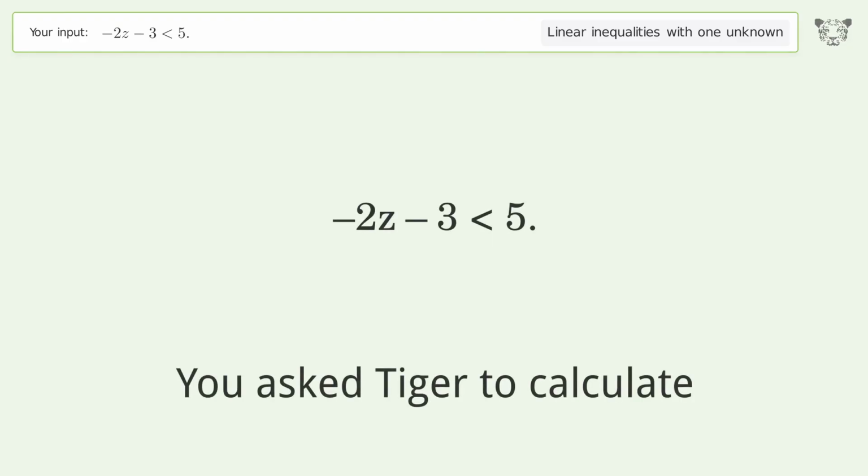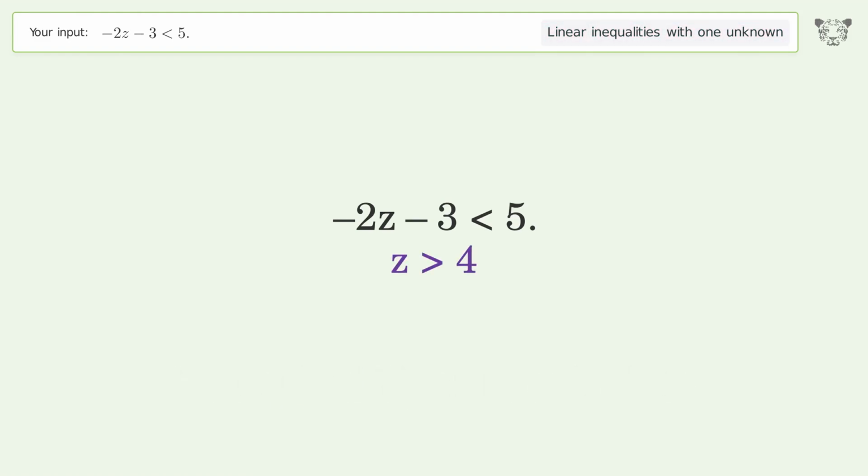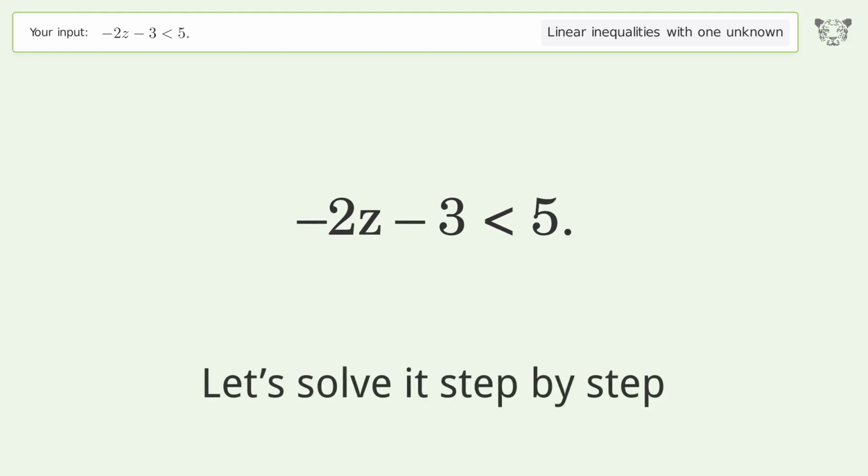You ask Tiger to calculate. This deals with linear inequalities with one unknown. The final result is z greater than -4. Let's solve it step by step.